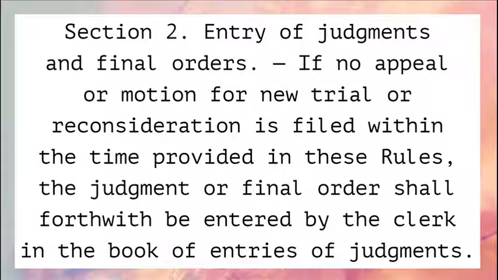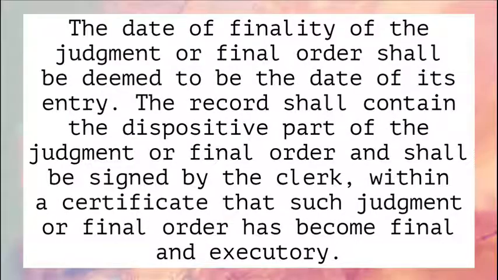Section 2. Entry of judgments and final orders. If no appeal or motion for new trial or reconsideration is filed within the time provided in these rules, the judgment or final order shall forthwith be entered by the clerk in the book of entries of judgments. The date of finality of the judgment or final order shall be deemed to be the date of its entry. The record shall contain the dispositive part of the judgment or final order and shall be signed by the clerk, within a certificate that such judgment or final order has become final and executory.